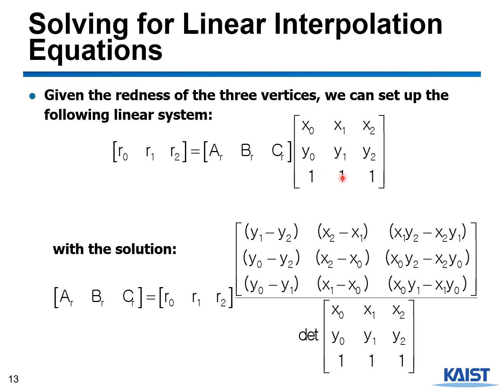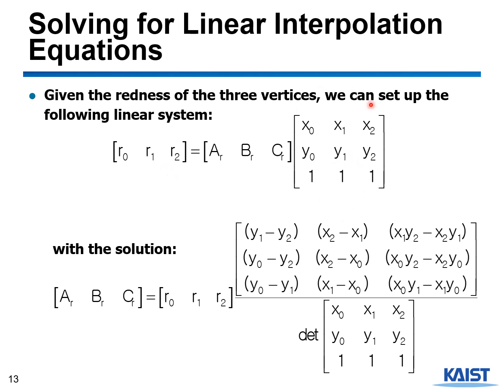With the same thing for vertex 1 and vertex 2, we have three different equations. Here I'm showing the matrix representation. R0, R1, R2 are the known values, and we also already know the coordinates. The unknowns are the coefficients of this redness plane, AR, BR, CR. To compute these, we need to invert this 3x3 matrix. Then AR, BR, CR have this value.